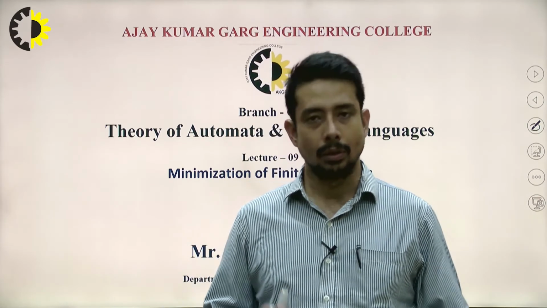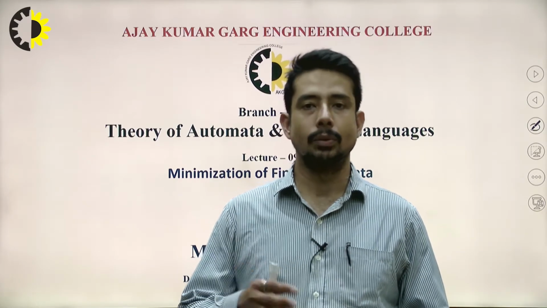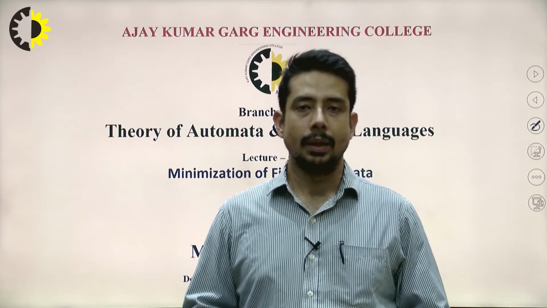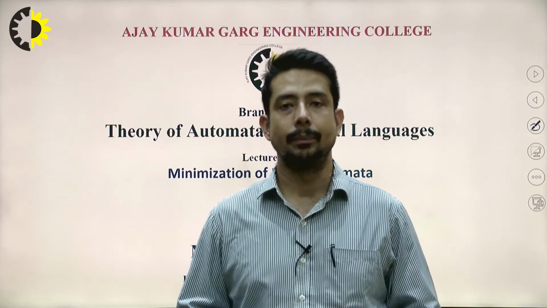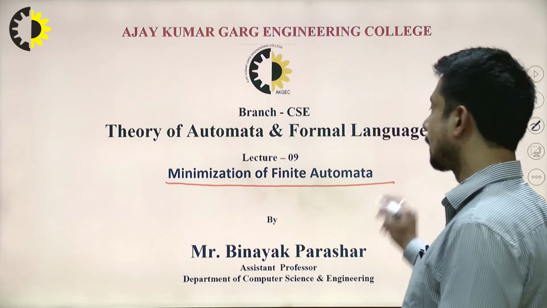In the previous lecture we finished up with the equivalence property of Moore and Mealy machine, that is conversion of Moore to Mealy and Mealy to Moore. And this is lecture number 9, and here we are going to start off with the concept of how to get an optimized DFA. That means how to minimize a particular DFA. So let's check what the topic is all about. The topic is all about minimization of finite automata.